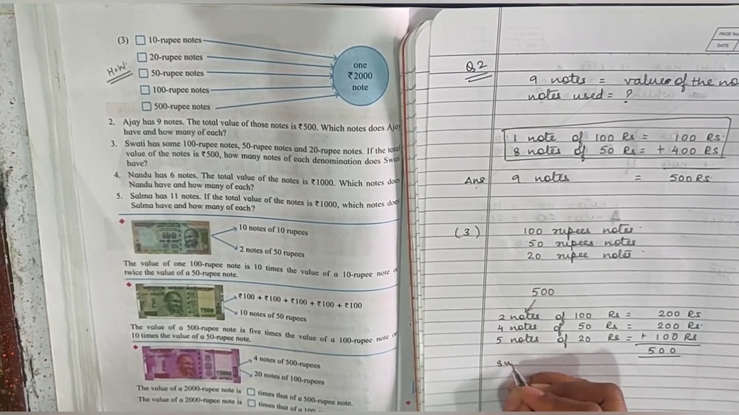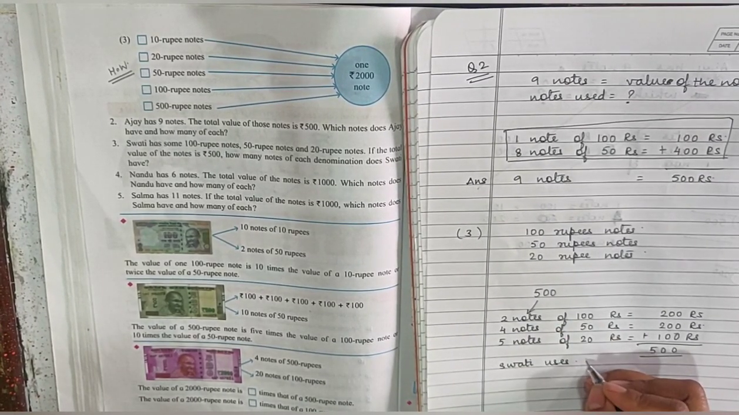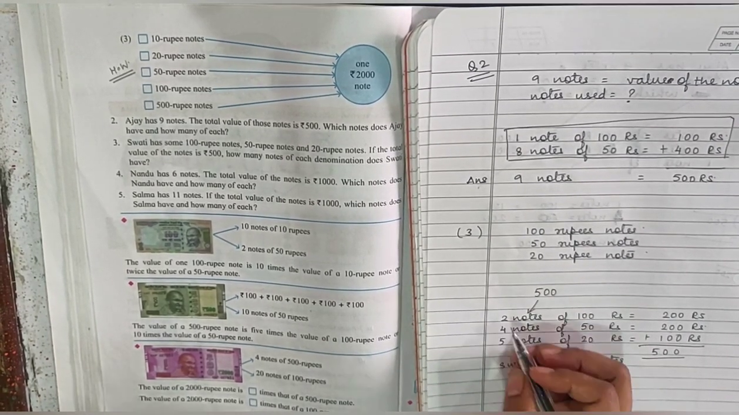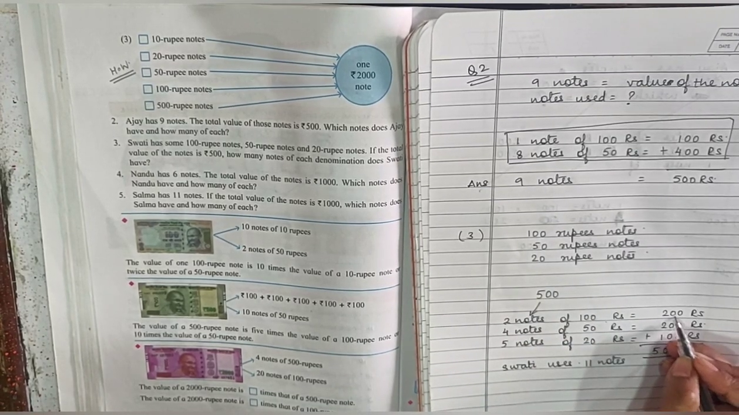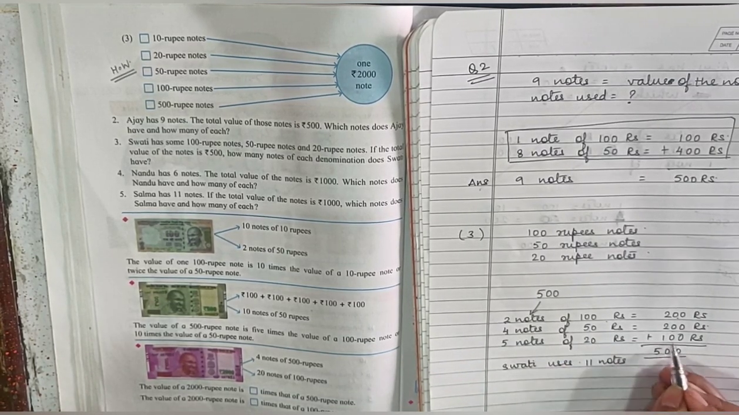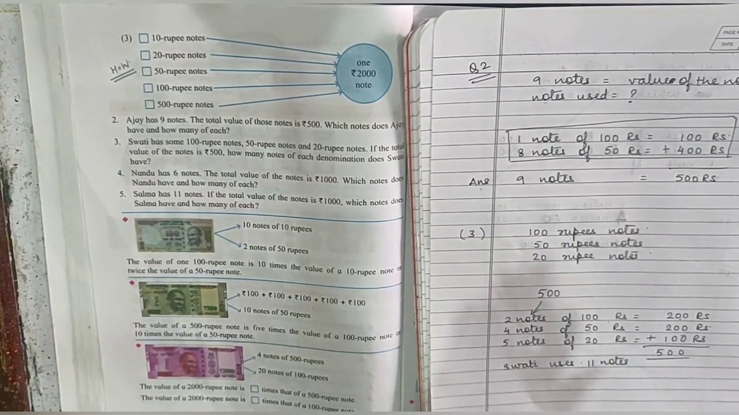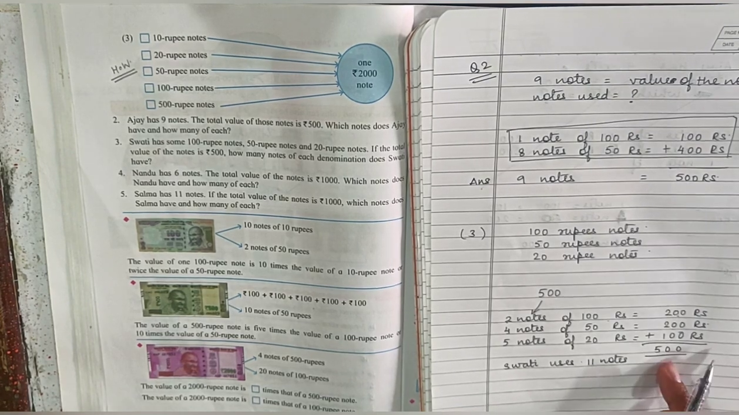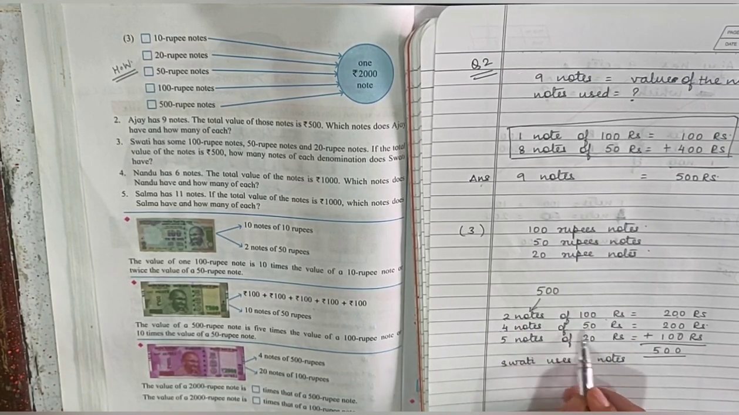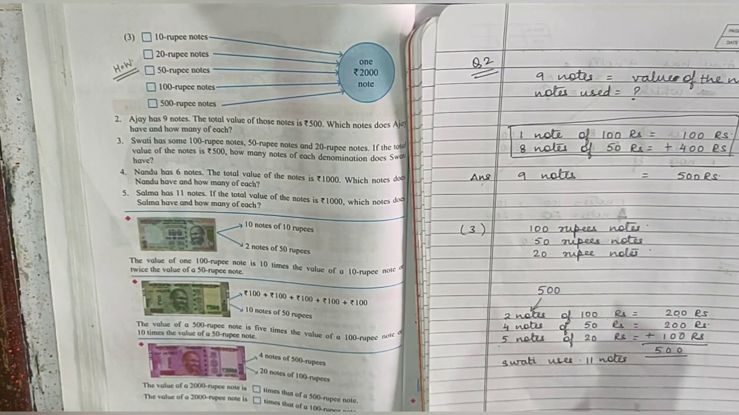So what is the total? Swati uses how many notes? 11 notes. And which notes? 2 notes of 100 rupees means 200 rupees. 4 notes of 50 rupees means 200 rupees. 5 notes of 20 means 100 rupees. See, they have already given the value of the notes, but how many notes she can use to make 500 rupees? She can use 11 notes: 2 notes of 100, 4 notes of 50, 5 notes of 20. So children, you have to write this way.